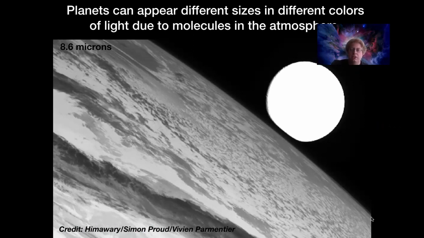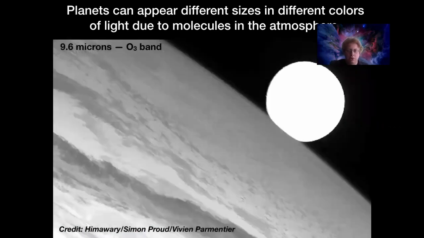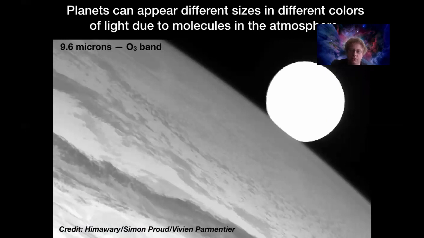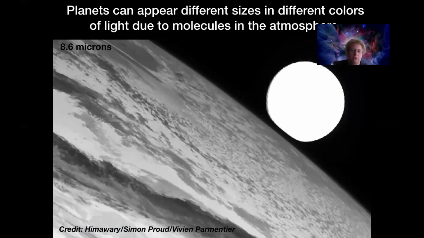But at a very slightly different wavelength, 9.6 microns, now we're at a wavelength where part of the atmosphere is opaque. That's because there's ozone in our atmosphere, and this ozone gas blocks the light and makes the Earth appear slightly bigger. If I go back and forth, you can see that at 8.6 microns, Earth appears slightly smaller than it does at 9.6. And that's just because the ozone is opaque at 9.6 microns and it's transparent at 8.6. And therefore, we can see this slight change in the size of Earth.